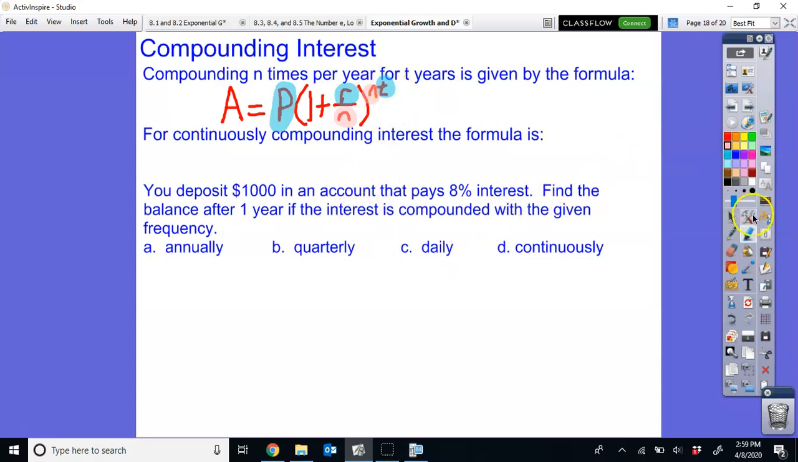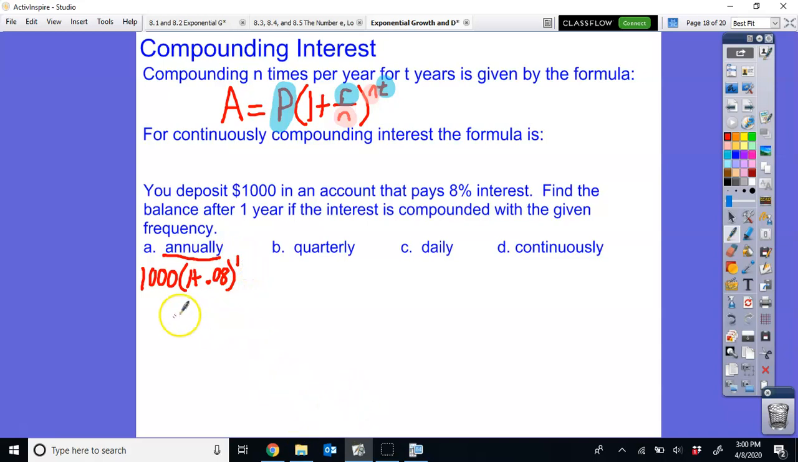So what it looks like, if you look at the example at the bottom here, you deposit $1,000 into an account that pays 8% interest. Find the balance after 1 year. Notice the first one is annually. Annually means you take that beginning amount, 1,000. It would be 1 plus the rate, 0.08, divided by 1, because it's 1 time annually. But that's just going to be 0.08. Guys, if it's annually, it's just the old formula that we're used to. And then you raise it to the time of 1.